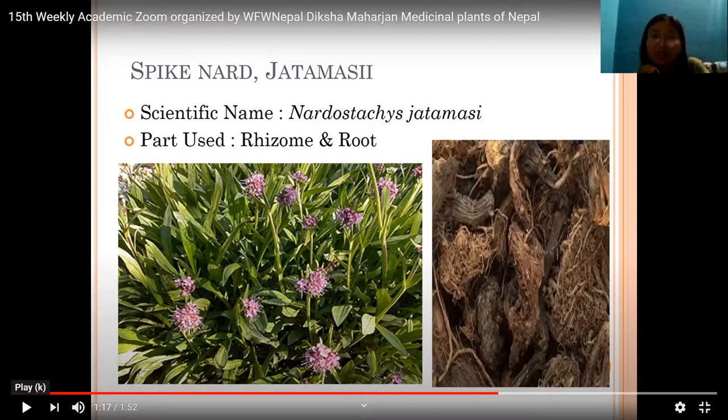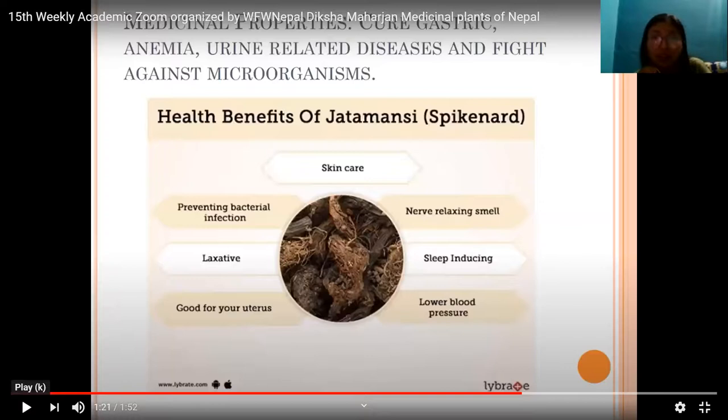And the health benefits of jatamasi are: it helps in skin care, it acts as a nerve relaxing element, it helps people having insomnia, it helps to lower blood pressure, it is good as a laxative and helps in constipation, and it is good for ureter and bacterial infection. Other than this, it also cures gastritis and anemia.